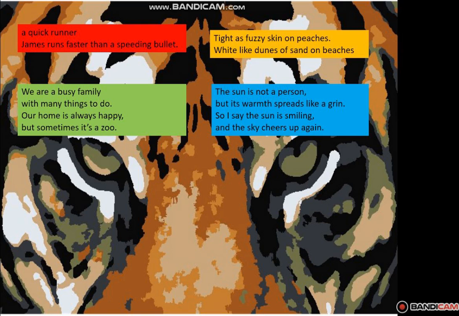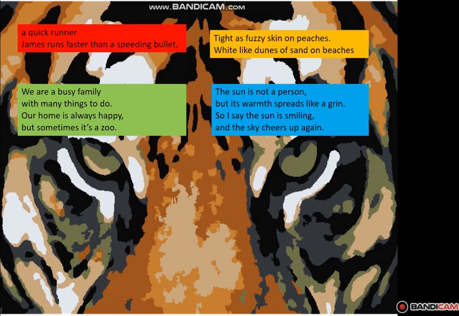I want you to read this first. Look at the red one. A quick runner. James runs faster than a speeding bullet. So what does that mean? What figurative language is it? Yes, you are right. This is hyperbole. James impossibly runs like a speeding bullet. It's impossible, yes? Okay, look at the next one.